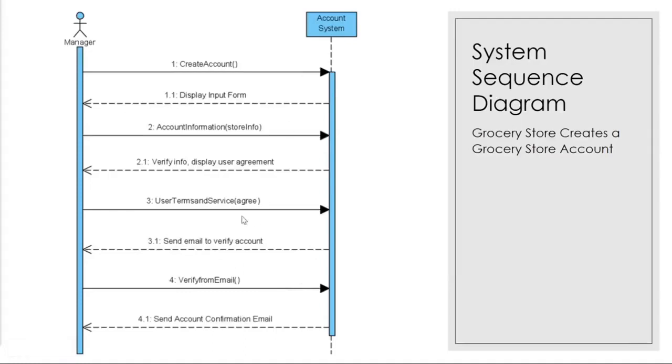Then the user will agree to the terms and service, and then the system will send an email to verify the account. The email will go to the owner's email address and they can verify. The owner will click the link in the email, and then the link will redirect the user to a confirmation page confirming account verification, and then the account information will be sent to the delivery service for approval. And once approved, the options to add products will be available and displayed.